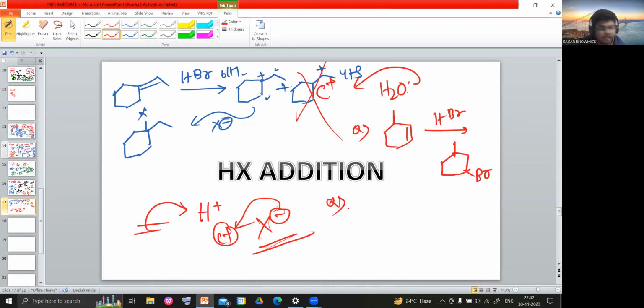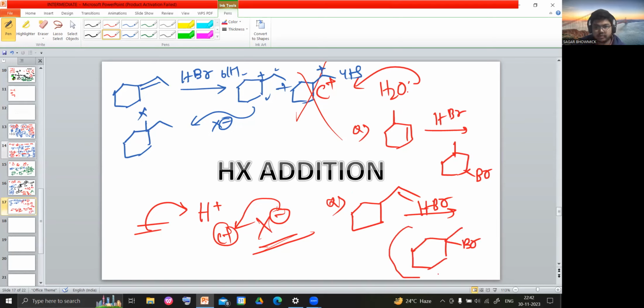Next the question is a 5-member ring, and this reagent is HBr. H plus is the cation and Br minus is going to be the nucleophile. Our final product is going to form here with Br. This is going to be our final product. So try it yourself. Again, next question, homework, you can write.